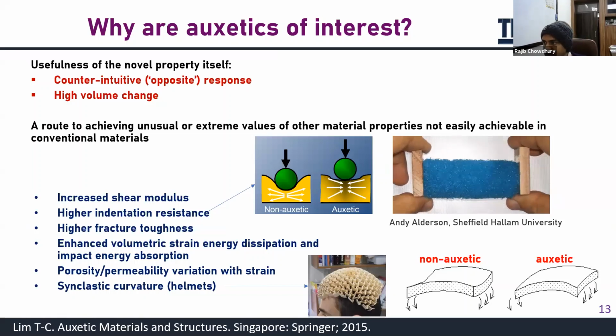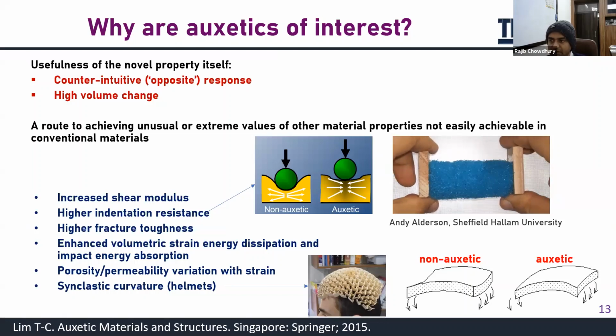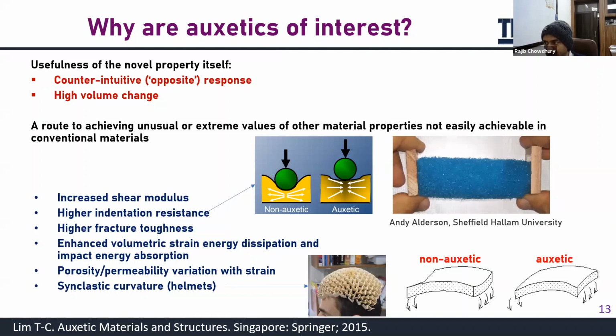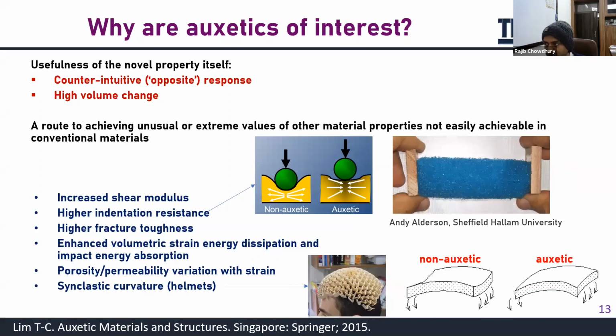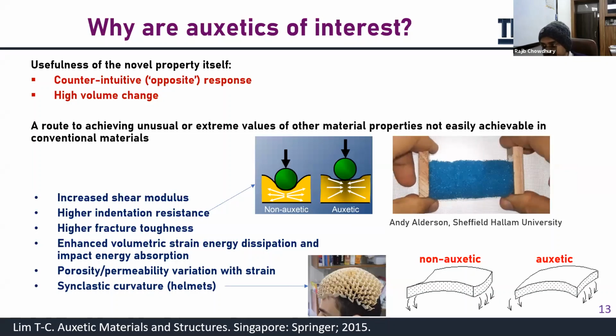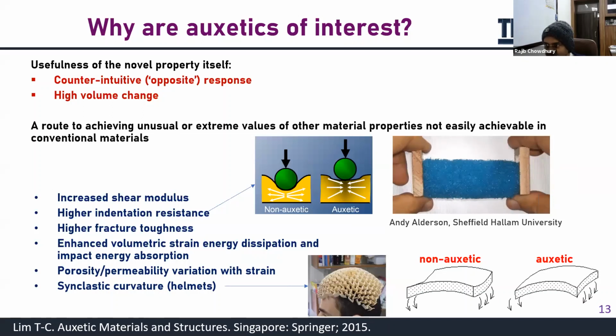Okay, so auxetics in the present context are emerging with very great interest due to their novel characteristics, useful in a two-fold manner. The first fold is the counterintuitive or opposite response and the high volume change. So they provide a route to achieve unusual or extreme values of other material properties which are not achievable in conventional materials. Okay, so it is a very different idea, a very different thought process that we have to provide here.